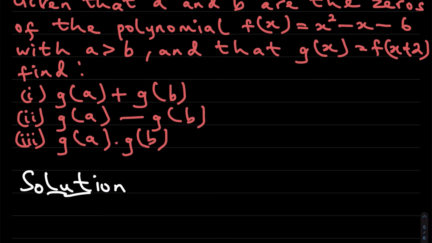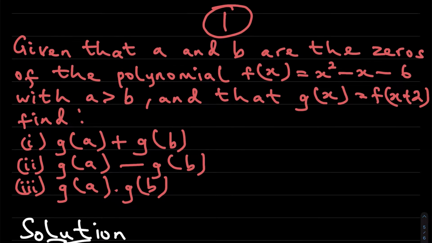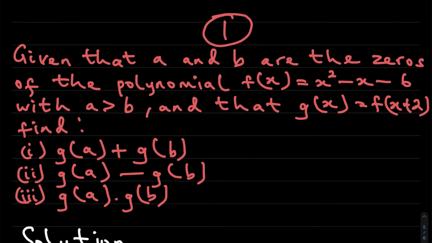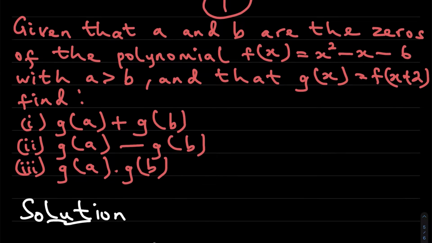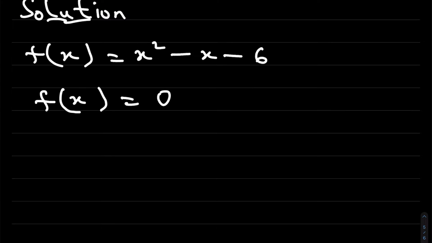Now, f of x equals x squared minus x minus 6. And a and b are the zeros of f of x. To find the zeros of f of x, we have to make f of x 0. Let f of x be equal to 0. And that simply means x squared minus x minus 6 equals 0.